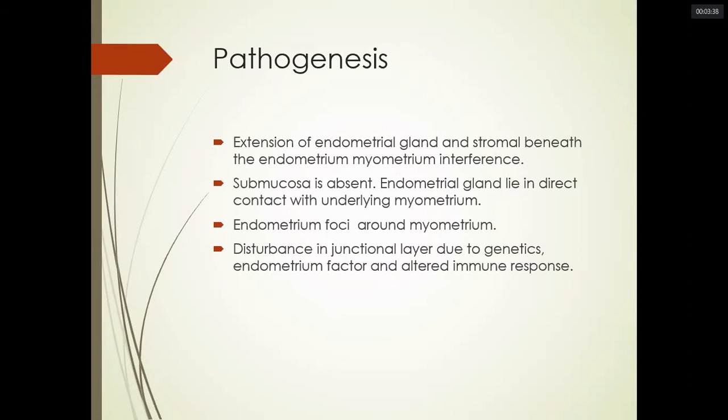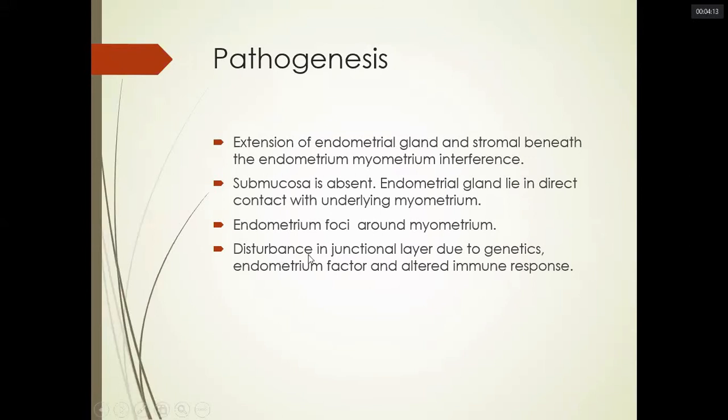and because of disruption of this junctional layer, there will be direct implantation of endometrial gland and stromal tissue within the myometrium. So in case of trauma and vigorous childbirth, the submucosal layer is absent, and endometrial gland lies in direct contact with underlying myometrium, and thus there is direct implantation of endometrial tissue. So there will be formation of endometrial foci around the myometrium.